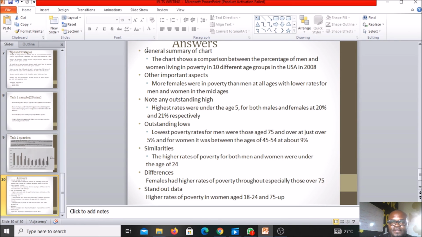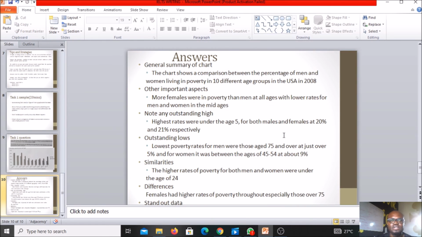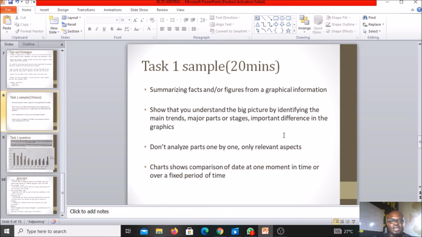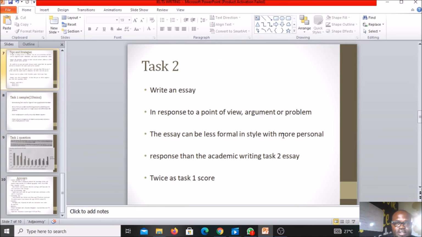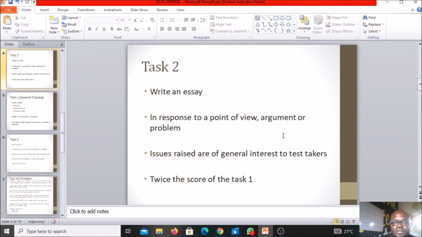So make sure first of all you do a general summary of whatever you see in the graphical representation, whether it's a diagram or a chart, bar chart, pie chart. That's your first point. Second point will be other important aspects. Then note the special high, special low, similarities, differences, and standout points. In the subsequent class we are going to be looking at task 2. So this is task 1. We'll do more practice on it so that we can effectively learn this.